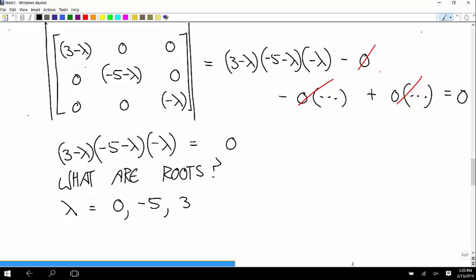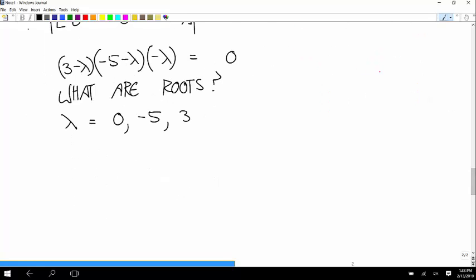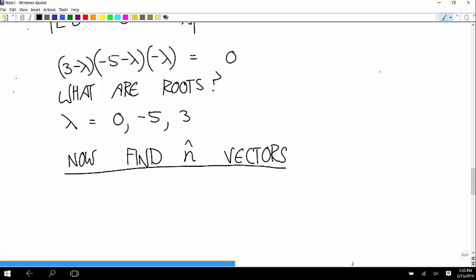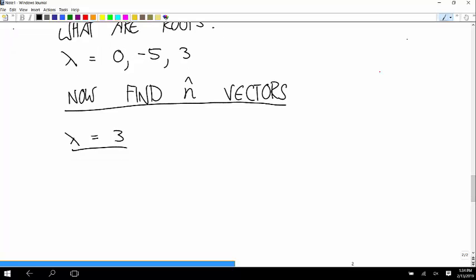Let's go through these. Now we're going to find the eigenvectors, the outward-facing normals for our new stress cube. We're going to find one of these for each one of those eigenvalues. So first I'll say lambda is equal to 3. It doesn't matter what order you do it in, but I'm going to do it in the order that corresponds to our original one.